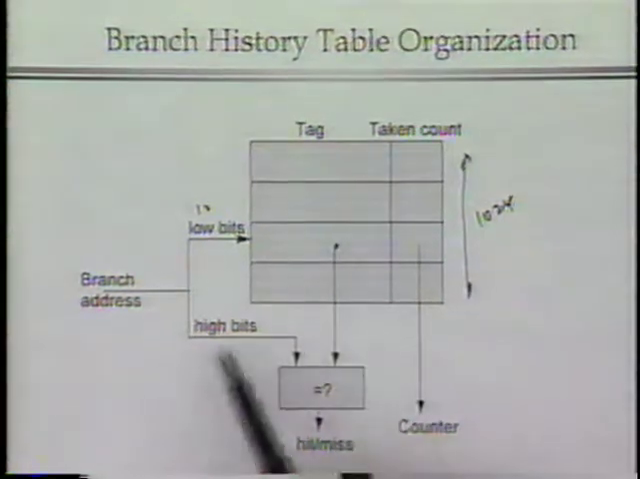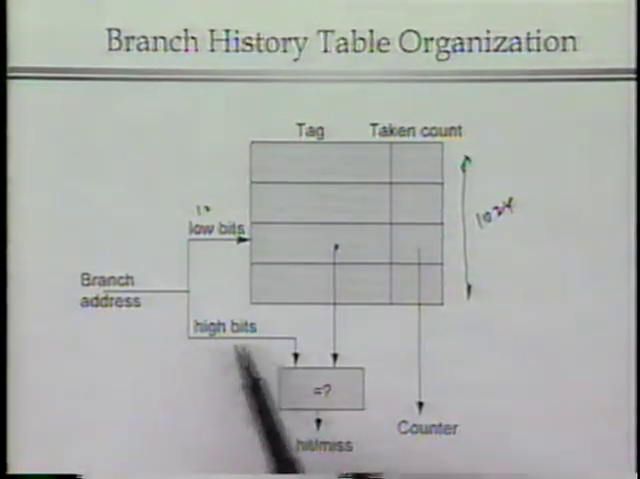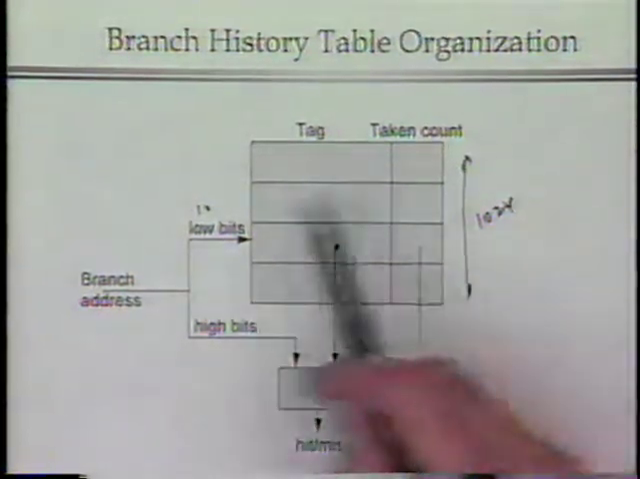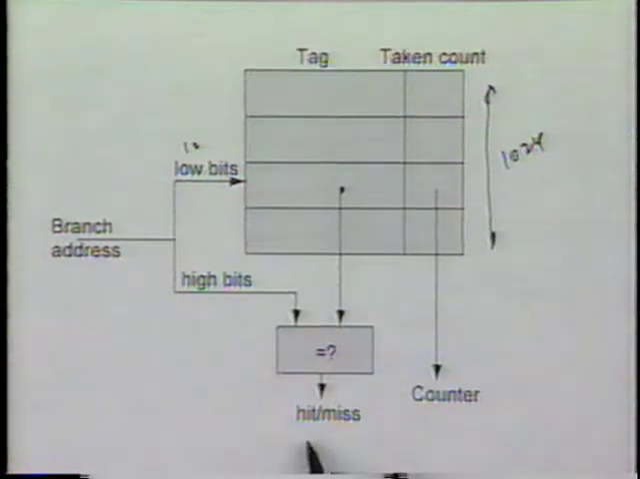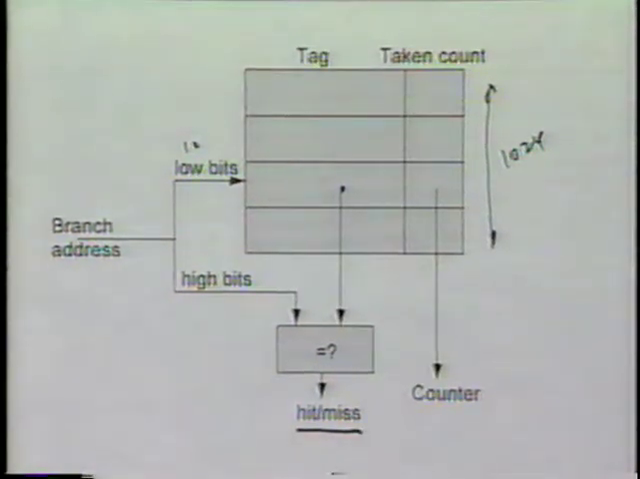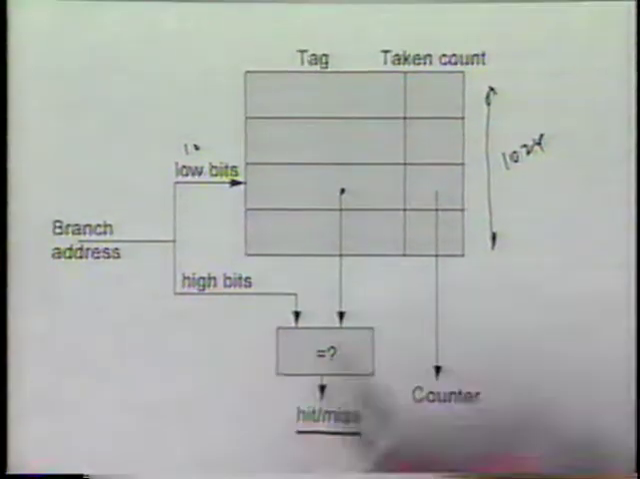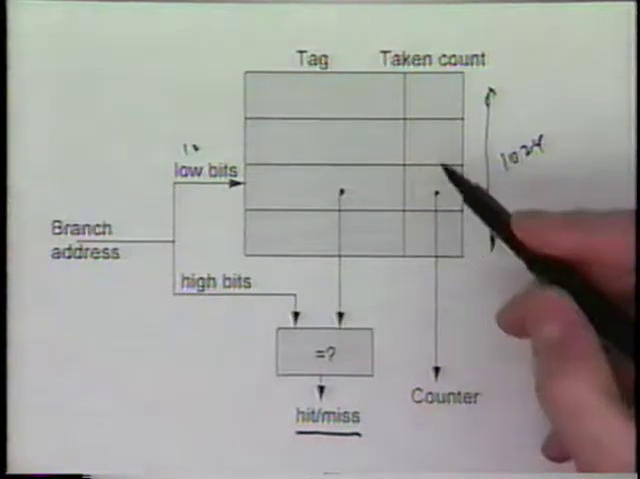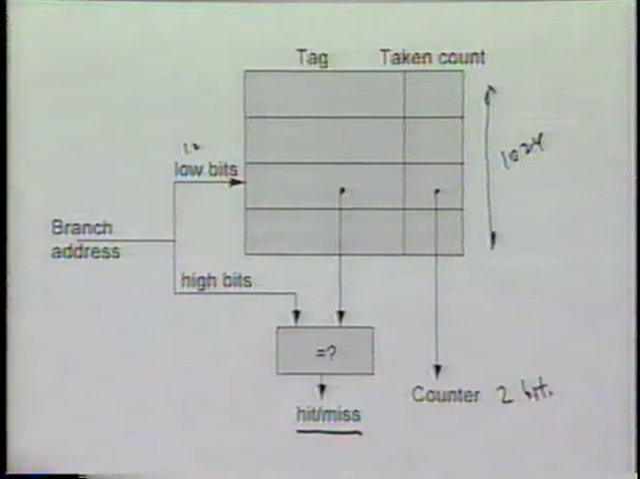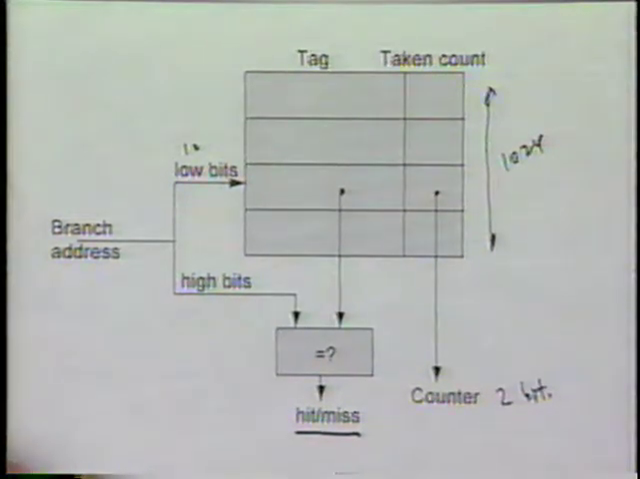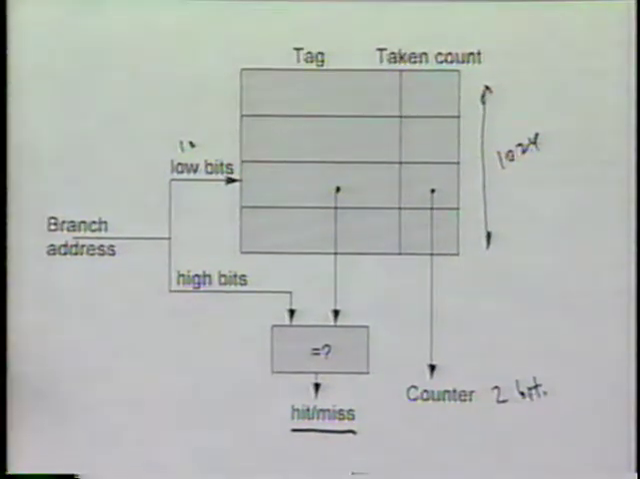The tag field contains the rest of the branch address bits, the high bits, so we can see if that element of the cache table was in fact the branch address we're talking to. So that tells us whether we have a hit or a miss in the history table. And then we read out the part that we really want, which is this counter. So this might be this 2-bit or 4-bit or 6-bit counter that keeps track of the history of the execution of that branch that we use to make our prediction based on.